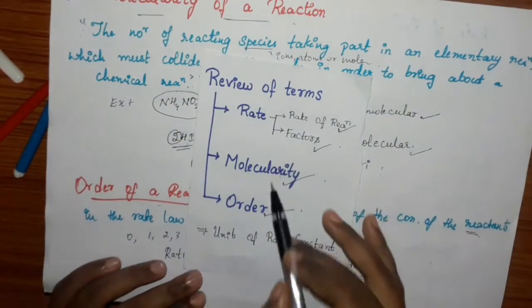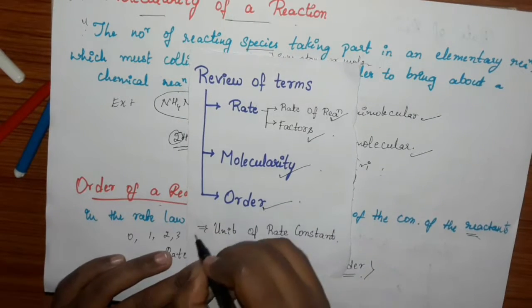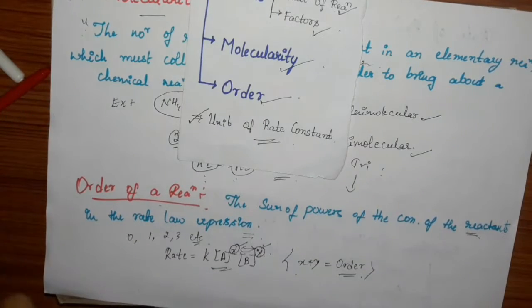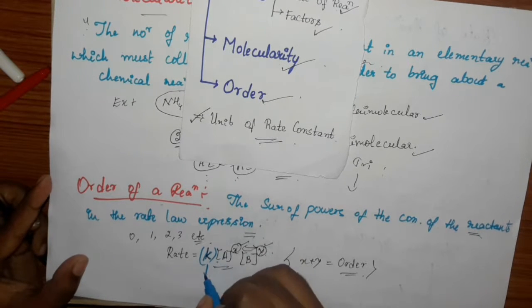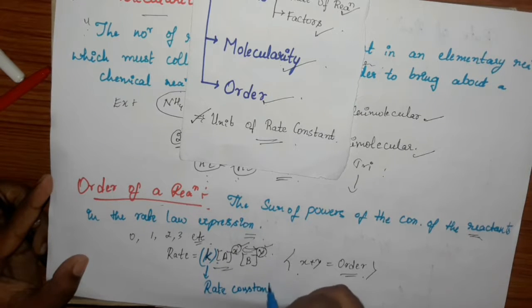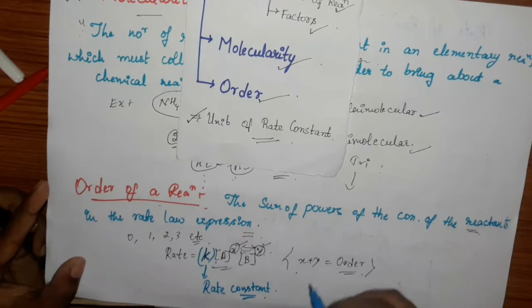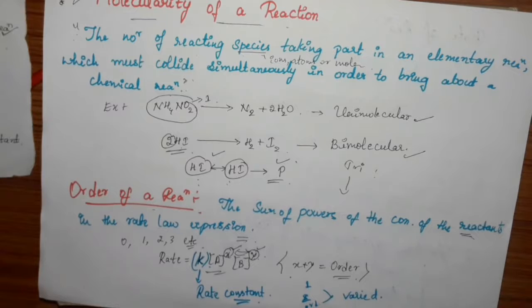So now we have completed the rate, molecularity and order of the reaction. The next thing we have to learn is the unit of rate constant. What is rate constant? In the rate equation, the constant symbol k represents the rate constant. And the unit of this rate constant varies with the order of the reaction. For first order reaction, second order reaction, third order reaction, the rate constant's unit will vary. I am going to explain how it varies.